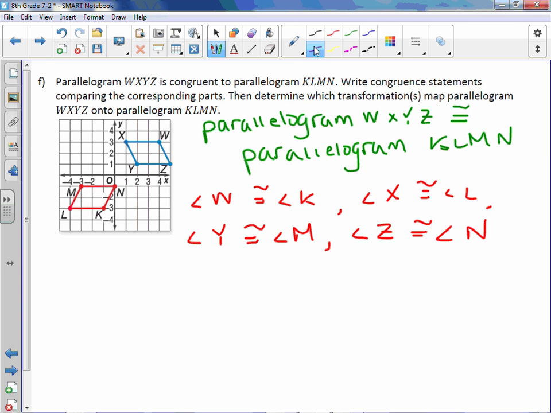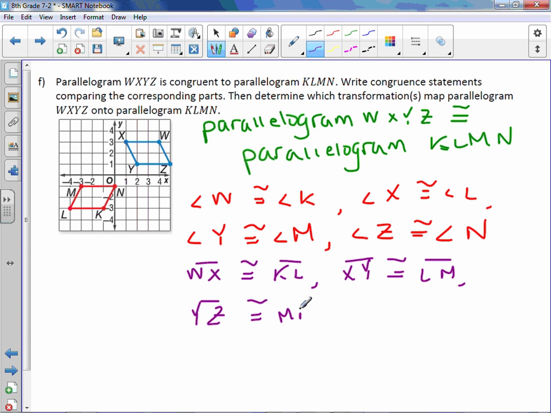Our line segments, WX is congruent to KL. XY is congruent to LM. YZ is congruent to MN. And ZW is congruent to NK. There are congruency statements. Now we need to figure out what transformation happened.